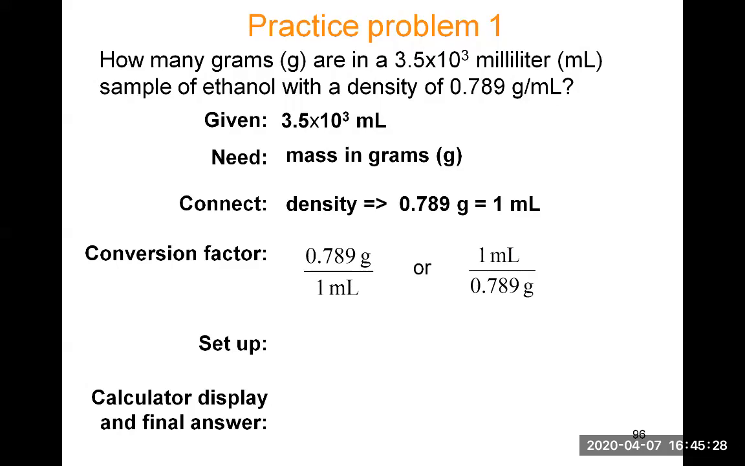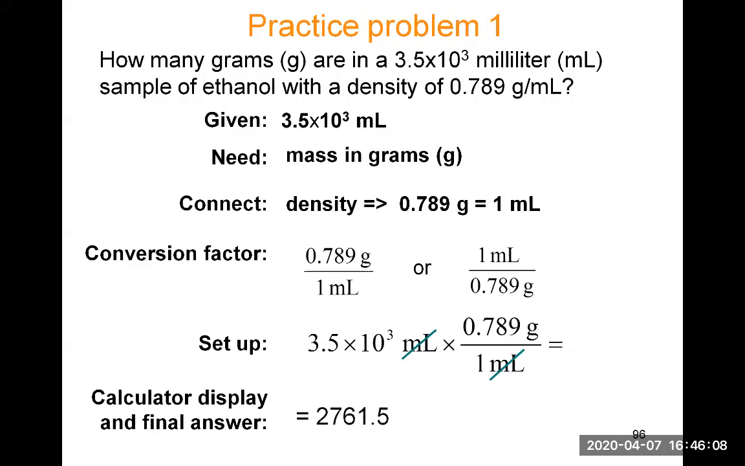So for your setup, you start by writing down the given amount. The given amount is in the numerator, times the conversion factor written as 0.789 grams over 1 milliliter. We verify that this is written properly by cancelling units. And then in the calculator, you type 3.5 times 10 to the third times 0.789 grams. And the answer will be in grams because grams are what's left as far as units.